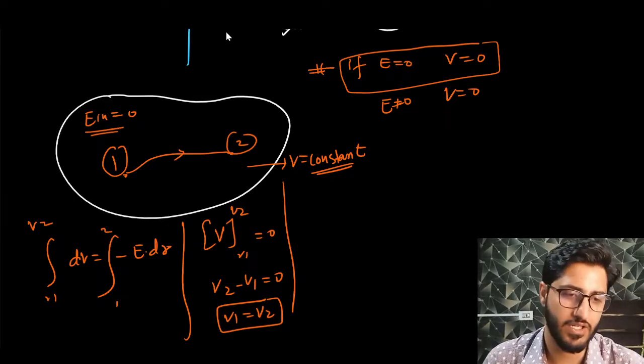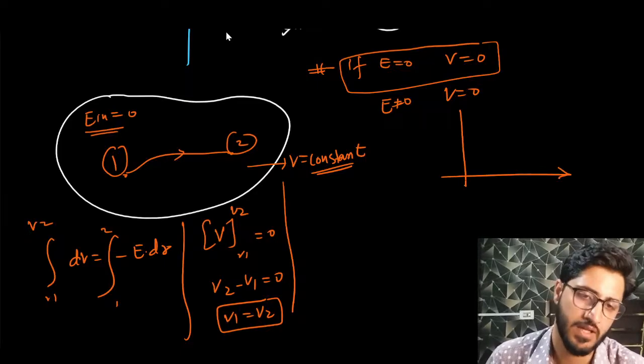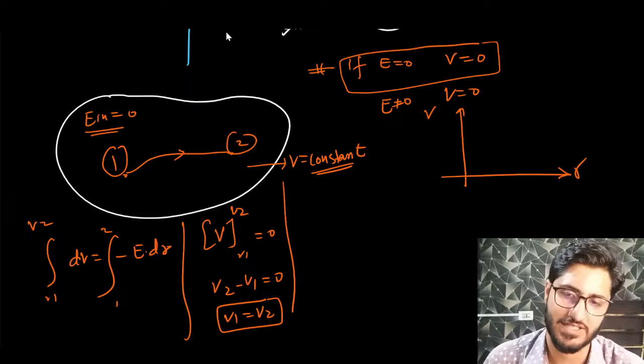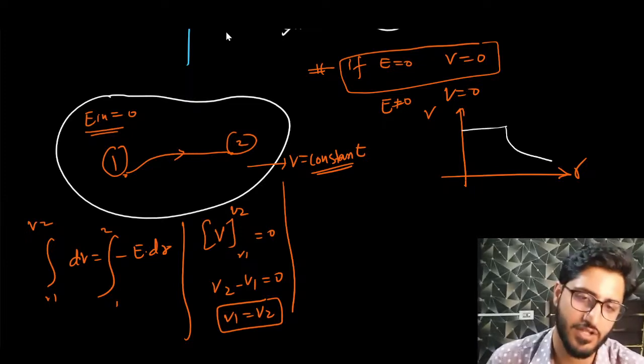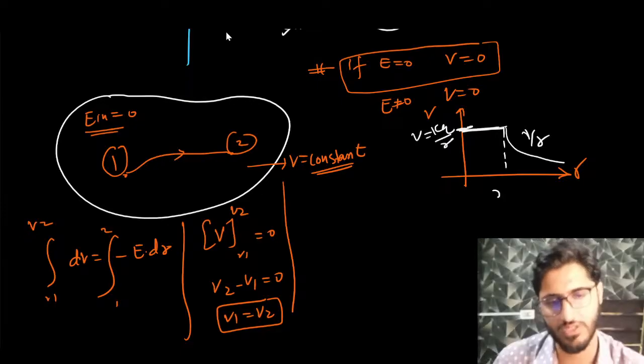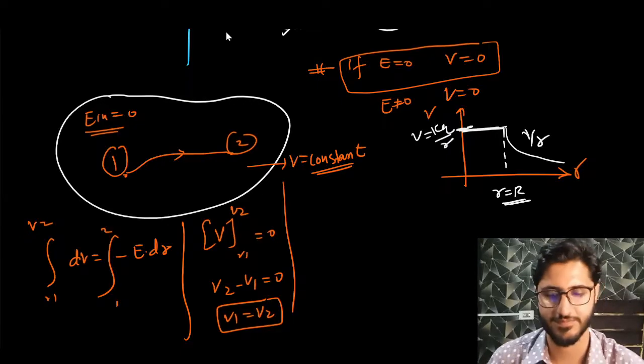If I need to make a graph of it, V versus R. In this conductor, inside, my potential is constant. Outside it is Q by R, that is 1 by R. This is constant up to the surface.